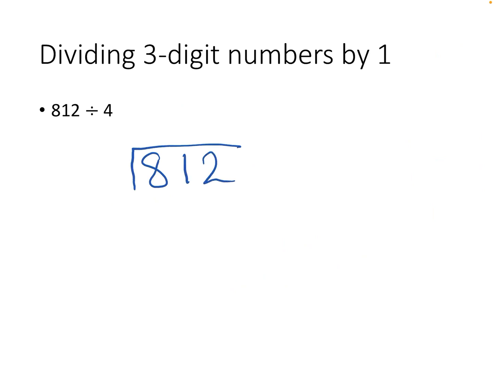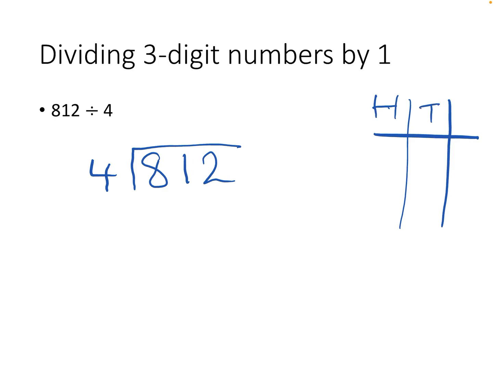812 divided by 4. Now, you could set it out whichever way. I would encourage you to use our short division method purely because it is quicker than drawing out all the counters. But if you need to draw out the counters, please feel free.